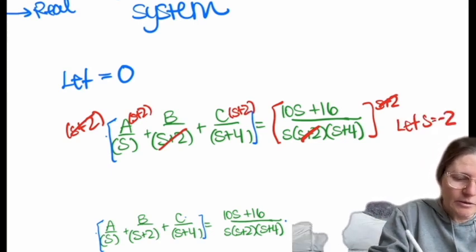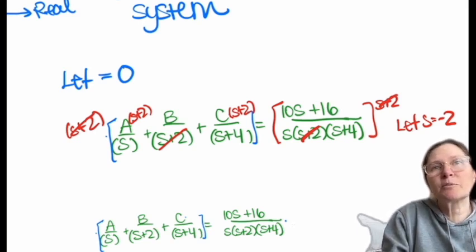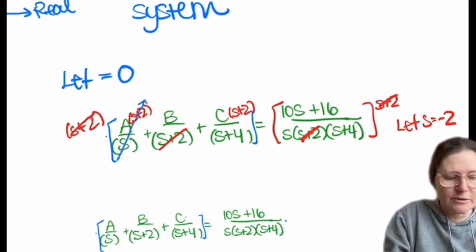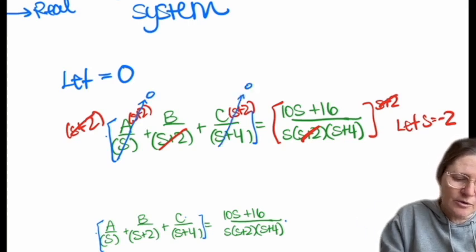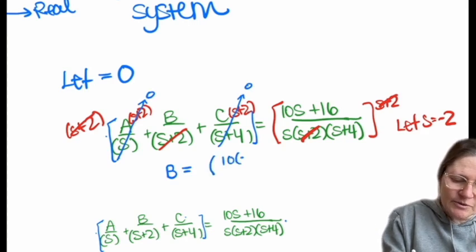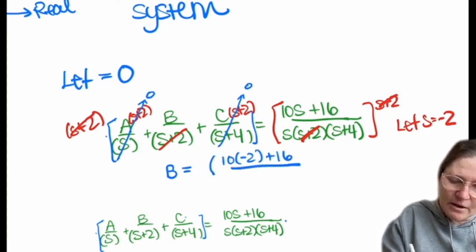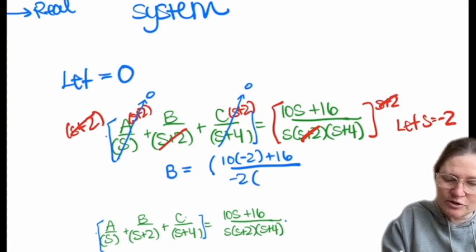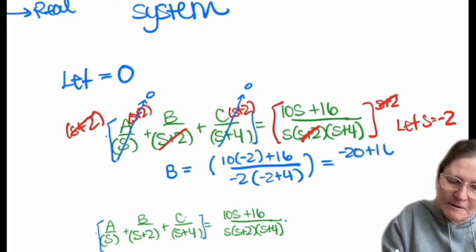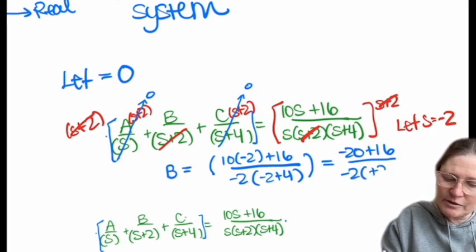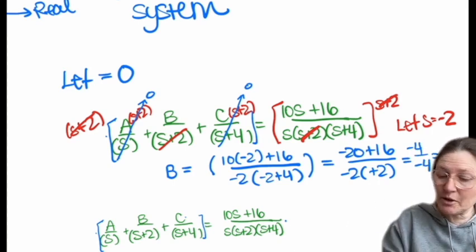Doing that, s as minus 2 will make minus 2 plus 2 go to 0, and this one will go to 0. And I will have B equal to 10 times minus 2 plus 16 all over minus 2 times minus 2 plus 4. That ends up being minus 20 plus 16 all over minus 2 times 2. And so minus 4 over minus 4 for a value of minus 1. Or sorry, plus 1.